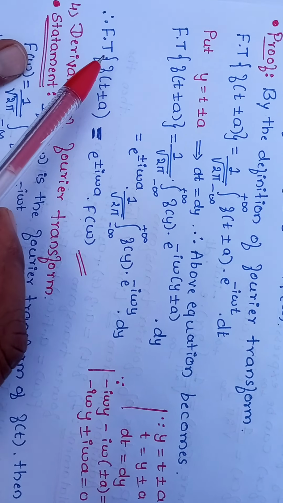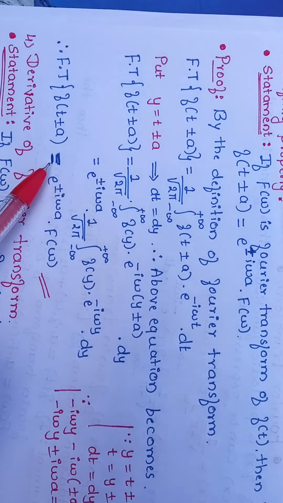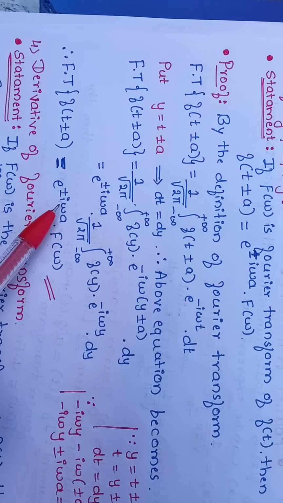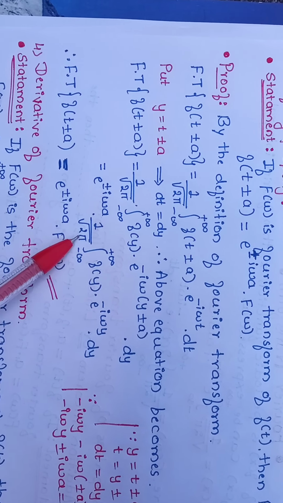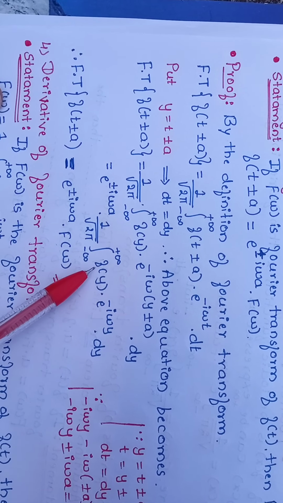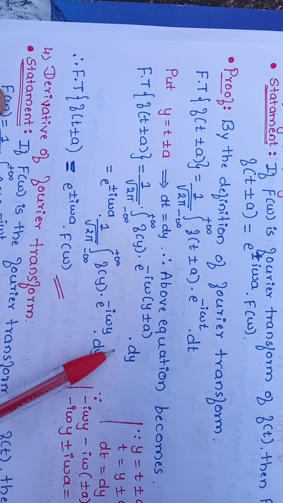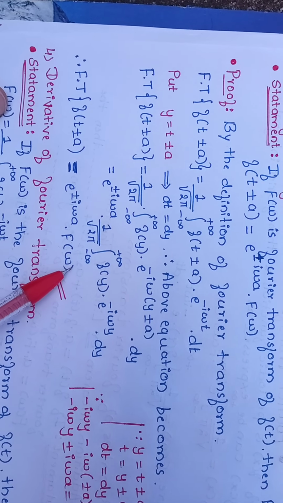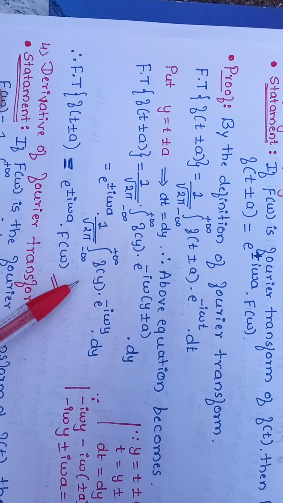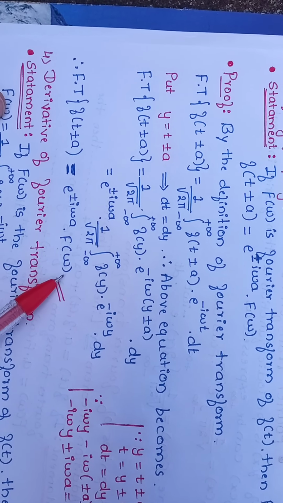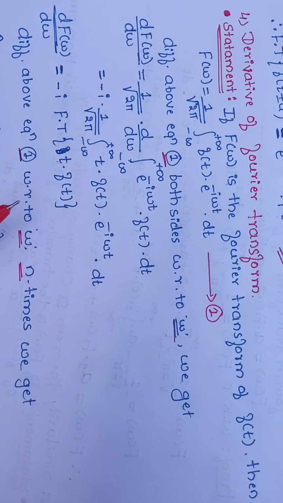Therefore the Fourier transform of f of t plus or minus a is equal to e raised to plus or minus i omega a. What is the remaining term? This is 1 divided by square root of 2 pi, integration from minus infinity to infinity, f of y into e raised to minus i omega y into dy. The value of this one is F of omega, by using the definition of F of omega. Okay, this is the shifting property of the Fourier transformation.